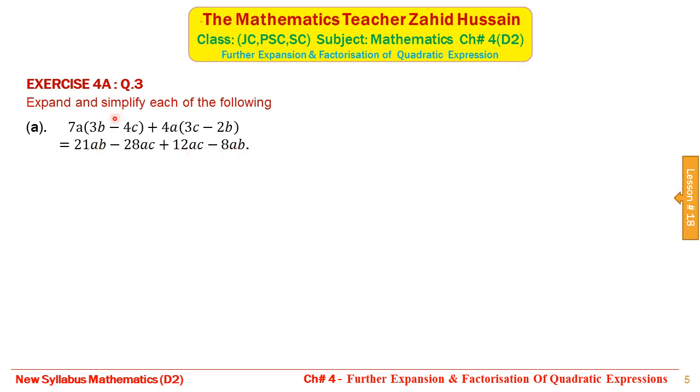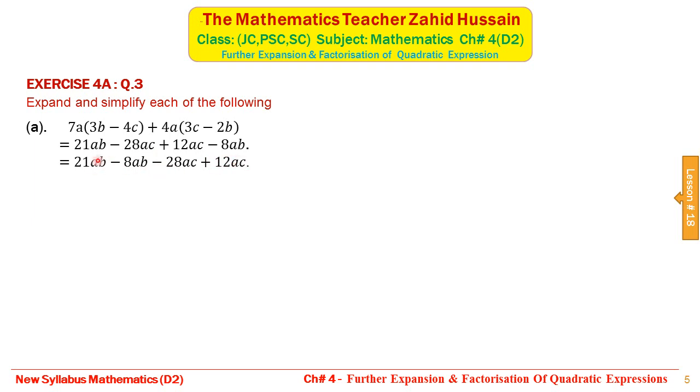Now we have to simplify. How will we simplify? We know that we will collect like terms. Like terms are the terms having same letters. Now this is the term with letters a and b. Is there any other term with letters a and b? Yes, this is a and b. 21ab minus 8ab are like terms, and minus 28ac plus 12ac are second kind of like terms. So we will collect these like terms. 21ab minus 8ab minus 28ac plus 12ac.